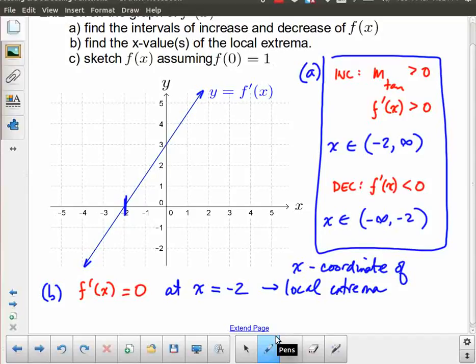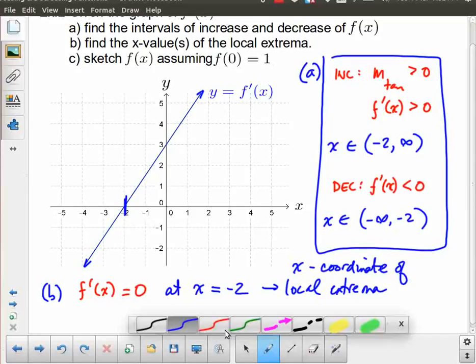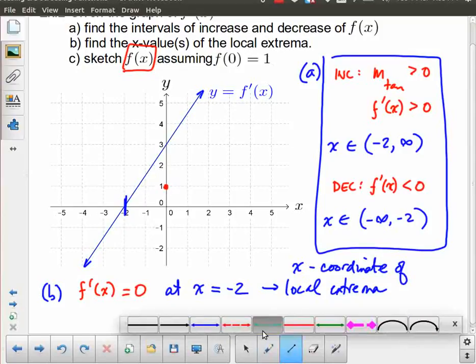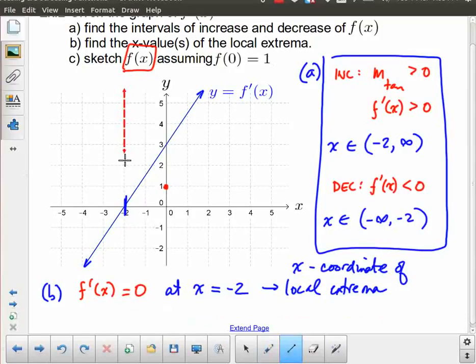Now I had to give you that f of 0 equal to 1 so we would have some sort of starting point for this. So for this I'm going to do this in red. So I'm going to show f of x in the color red. I know that f of 0 is equal to 1, so I know there's a point here. Now, from -2 to infinity, so everything to the right of -2, I'm going to put a vertical line here through -2 because that's very important.